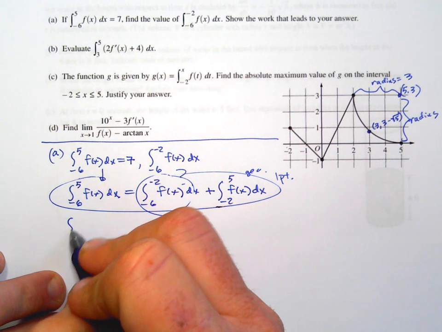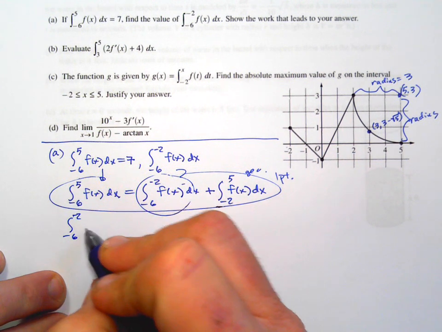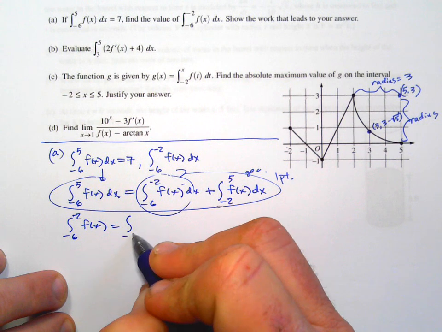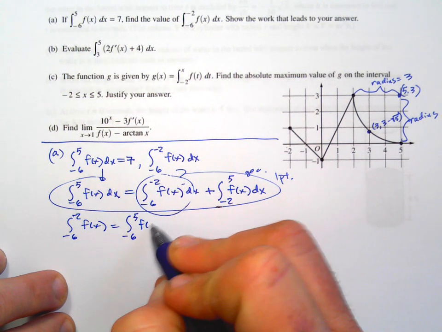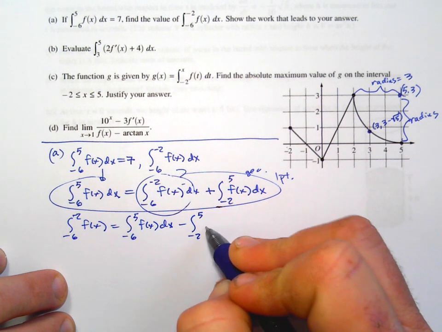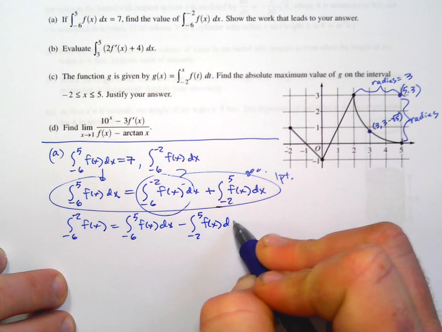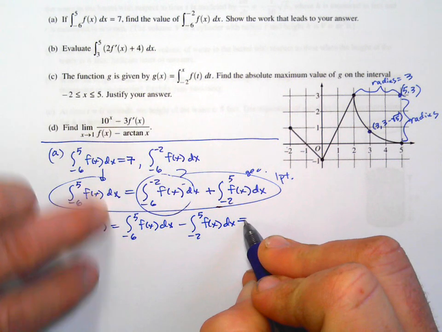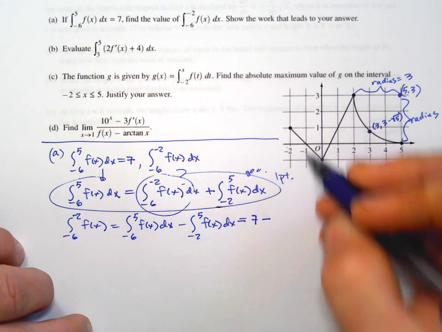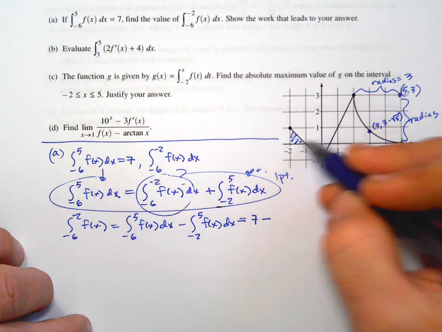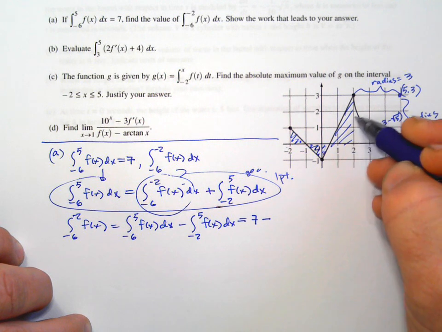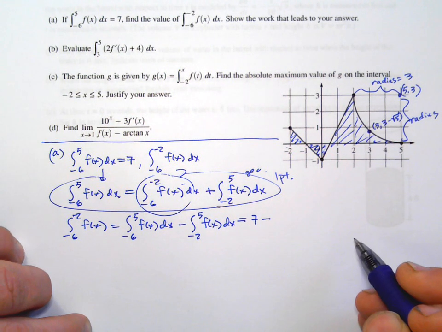So we're going to say, all right, the integral from -6 to -2 of f of x dx, I'm going to rewrite it, is going to be the integral from -6 to 5 of f of x dx minus the integral from -2 to 5 of f of x dx. And so that first one is 7. And then now we've got to find this integral. So we got to find all this area right here. This area, this area, this area, this area, this area. Okay? So we got some geometry to do.